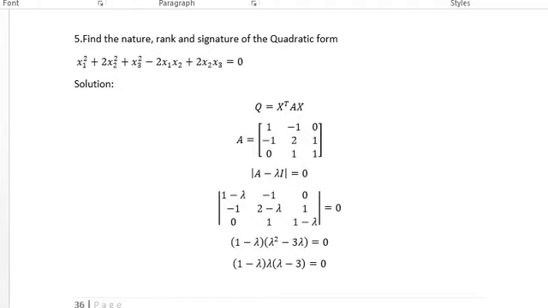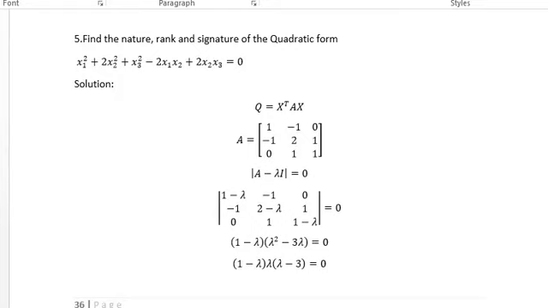Find the nature, rank and signature of the quadratic form x1 square plus 2x2 square plus x3 square minus 2x1x2 plus 2x2x3 is equal to 0. So what you have to do? You have to convert this quadratic form into the matrix representation. So we write Q is equal to x transpose AX, where A is the matrix.